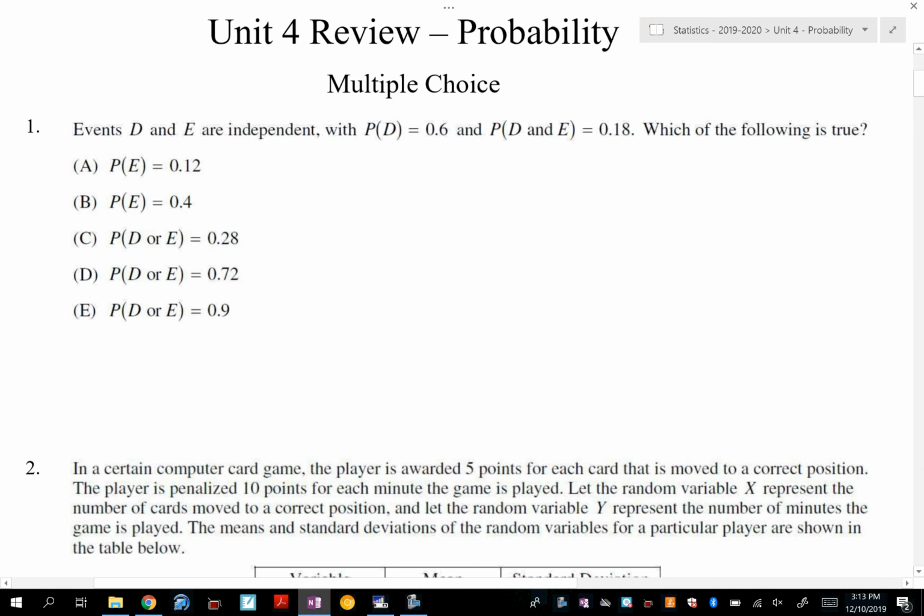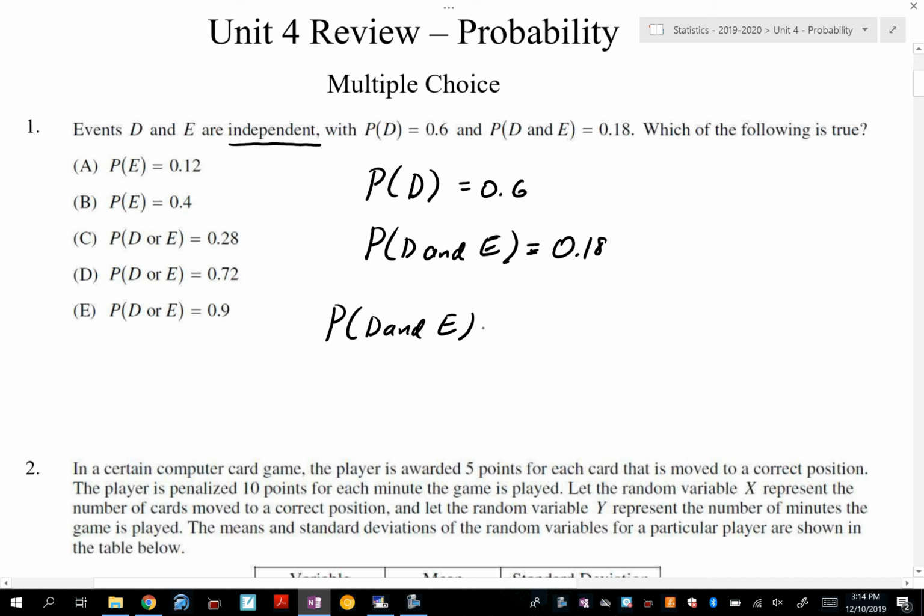You have the probability of some event D is 0.6, and it gives you the probability of events D and E occurring is 0.18. Now, it does give you something important. It tells you that they are independent. Okay? Now, this is going back all the way to chapter 14, where the probability of D and E is equal to the probability of D times the probability of E. Why am I allowed to do this? Because they're independent.